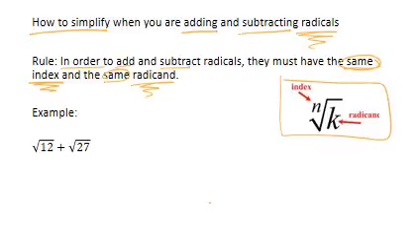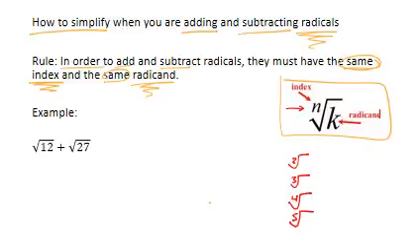If you look at the image over here, we have it illustrated what the index and what the radicand is. The index is what type of root it is. Is it a square root? Is it a third root? Is it a fourth root? Is it a fifth root? And so on and so forth. So the index specifies what type of radical it is. In our case, they are both square roots, so we're good.